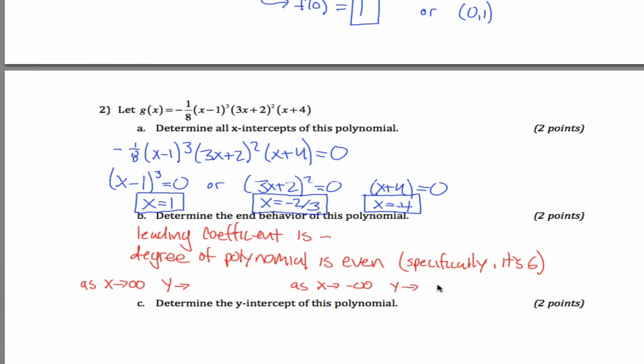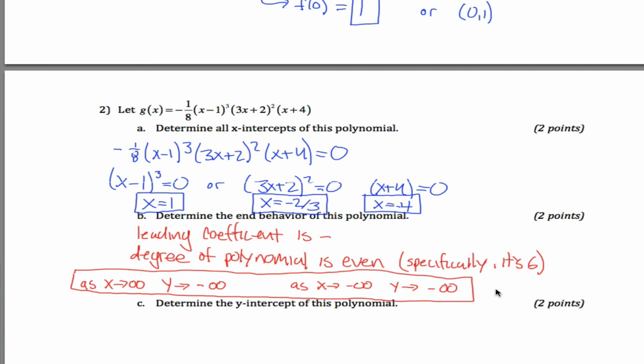So then the question becomes, are they going to be positive infinity or negative infinity? They're going to be negative infinity, and I know that because the leading coefficient is a negative number. So as x goes towards infinity, y goes towards negative infinity. As x goes towards negative infinity, y goes towards negative infinity. This right here describes the end behavior of this polynomial. So it's the answer to part B.